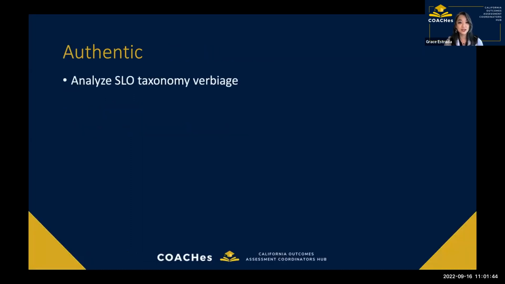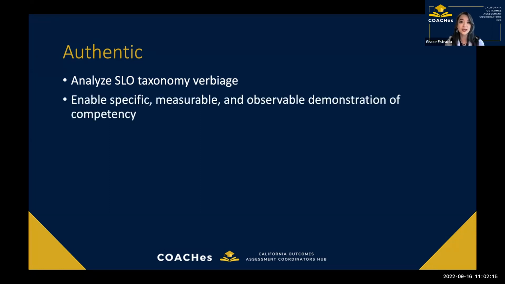In terms of authentic, it goes back to what Alicia was talking about. You analyze your student learning outcome, look at the taxonomy and the verbiage. If the SLO has to do with explaining, and the assessment is a multiple choice test, that doesn't really give students the ability to demonstrate that they can explain a certain concept. So that's what I mean by authentic: take a really solid look at the SLOs, at the verbiage. If it's explaining, then give them the opportunity to demonstrate that explanation. The assessment should be aligned with that.